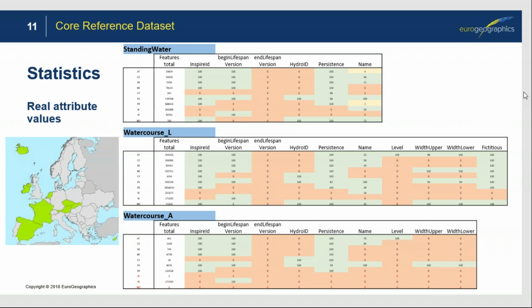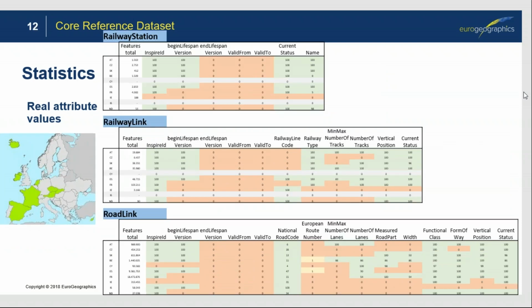Some more statistics. I haven't come around to doing statistics for all the deliveries, so this is just for these 10 countries. You don't have to read all of it. The impression is just that everything that's red is empty. So there are just a few attributes that are delivered by most countries. I think there are hardly any that are delivered by all. This is the hydro, this is the transport theme.